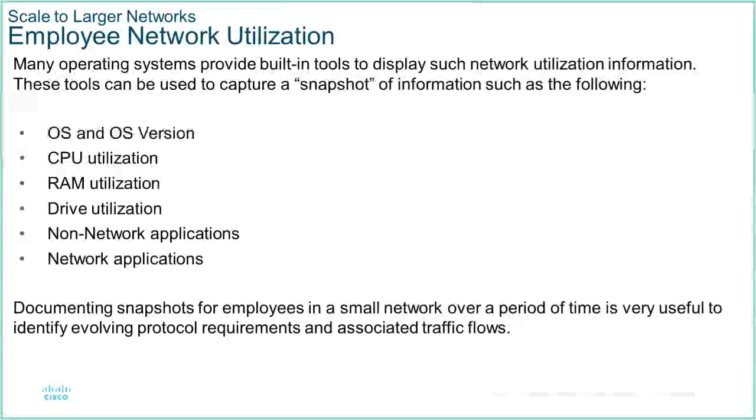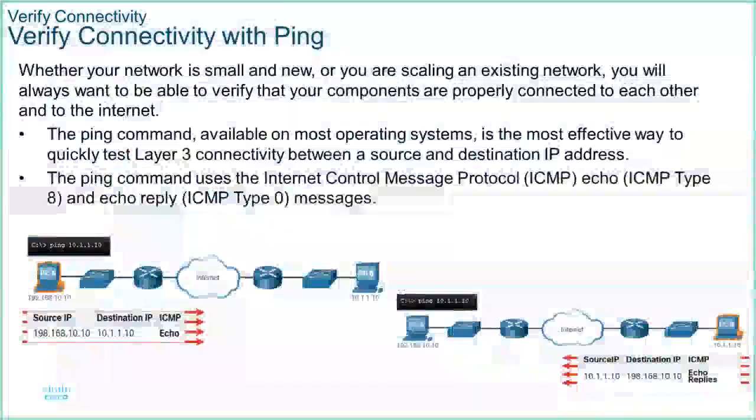So, employee network utilization, and when we look at this we need to take a capture of workstations and servers and have a look at what versions of operating systems we're using, how much CPU is being used, RAM, drive. So basically everything that combined can impact the performance of any particular device within the network. We need to take snapshots of how they're performing, and we need to keep this on file so that we can refer back to it the next time we come up to review what's going on. So it gives us some history across the network.